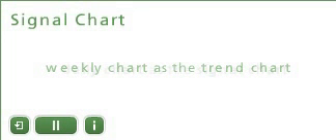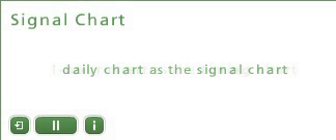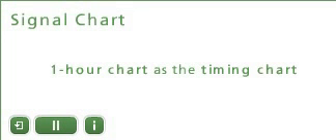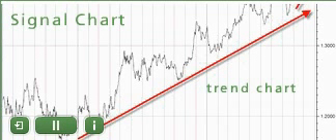frame trading approach. We will be looking at an example of the Euro-US dollar using a weekly chart as the trend chart, a daily chart as the signal chart, and a 1-hour chart as the timing chart. First, you look at your trend chart to see what direction the currency is trending. As you can see on the Euro-US dollar weekly chart, the currency pair has been in an uptrend for some time now. It would be foolish to fight this trend and try to sell the Euro-US dollar.